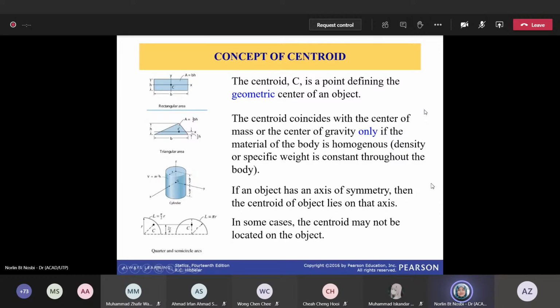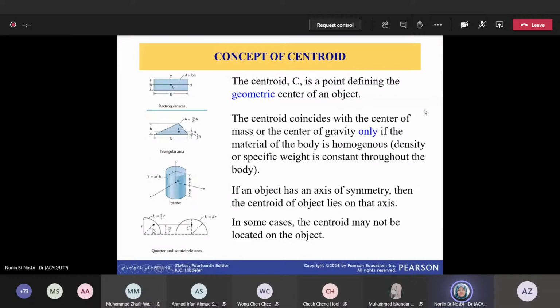Okay, if the object is symmetry, the centroid would be on the axis. Okay, centroid will be on the axis. In some cases the centroid may not be at the center. For example, at the bottom here, there's a quarter and semicircular. So the centroid does not lie on the axis.